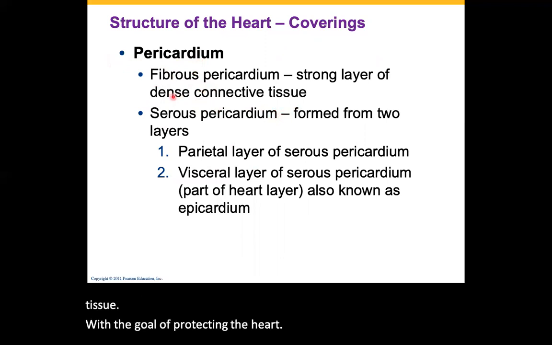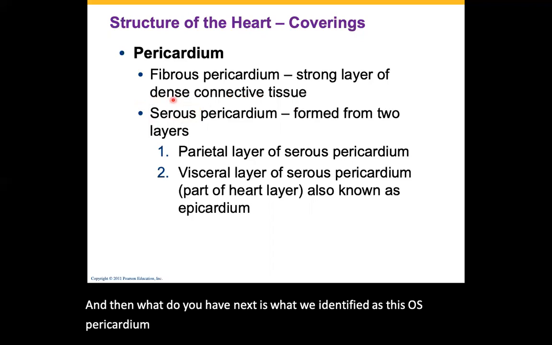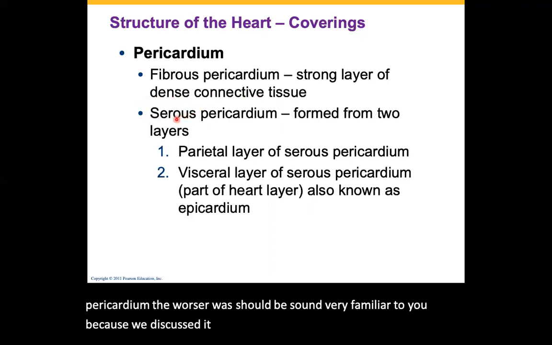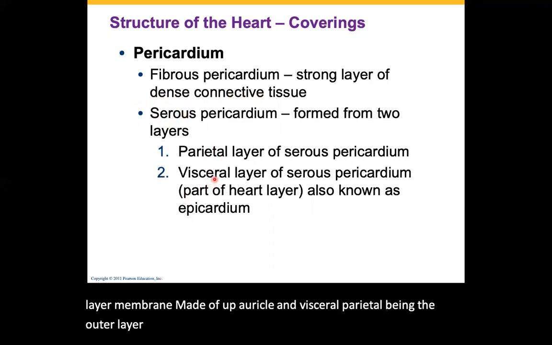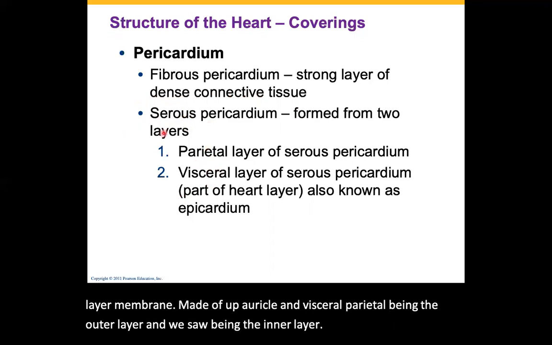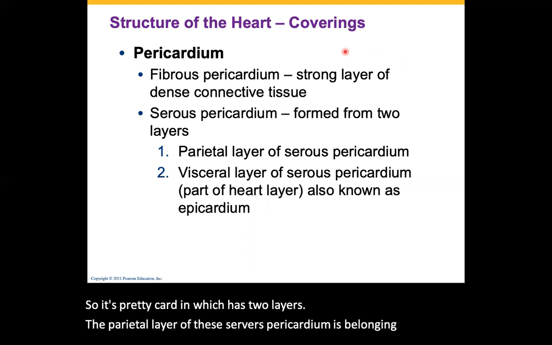And then what you have next is what we identify as the serous pericardium. The word serous should sound very familiar to you because we discussed it earlier in our unit 1. Basically, this is a double layer membrane made up of parietal and visceral layers. Parietal is the outer layer and visceral is the inner layer. The parietal layer of this serous pericardium belongs to the layers that protect the heart.